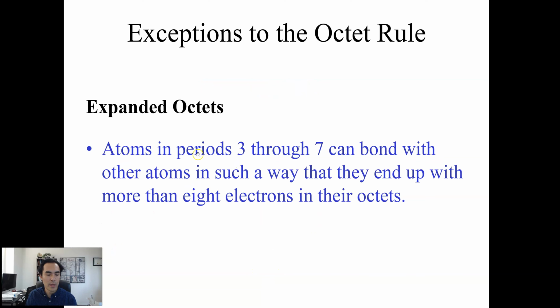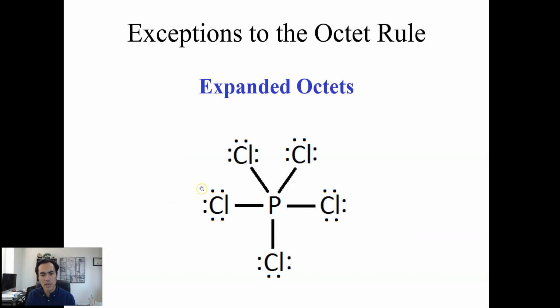Expanded octets are from periods 3 to 7, and those can bond up to more than 8 in their octet. So if you're going down groups in periods 3 to 7, you're going to have elements that have more ways to bond, so the violation of the octet rule is usually in effect. Here's an example of an expanded octet with phosphorus. Phosphorus here has 2, 4, 6, 8, 10. Chlorine obviously keeps its 8, but generally you're going to see phosphorus with more because it has the ability to do expanded octets.